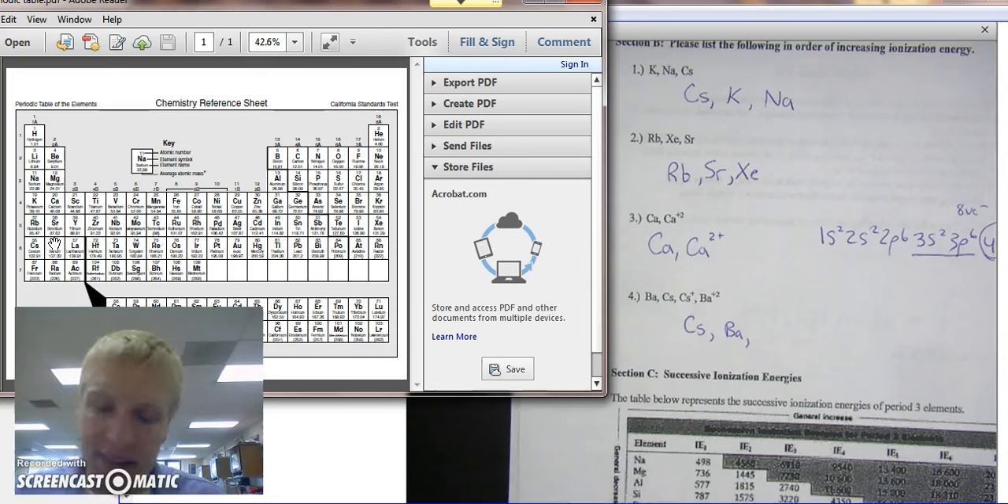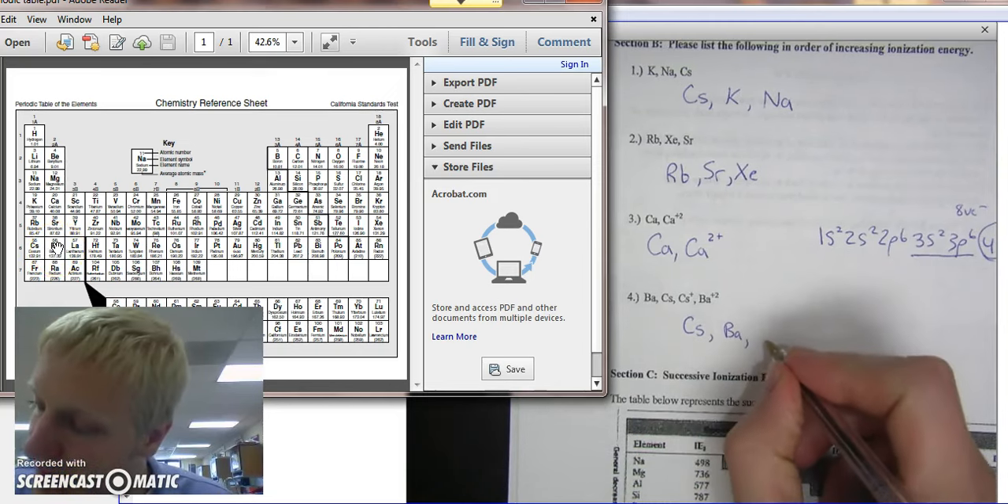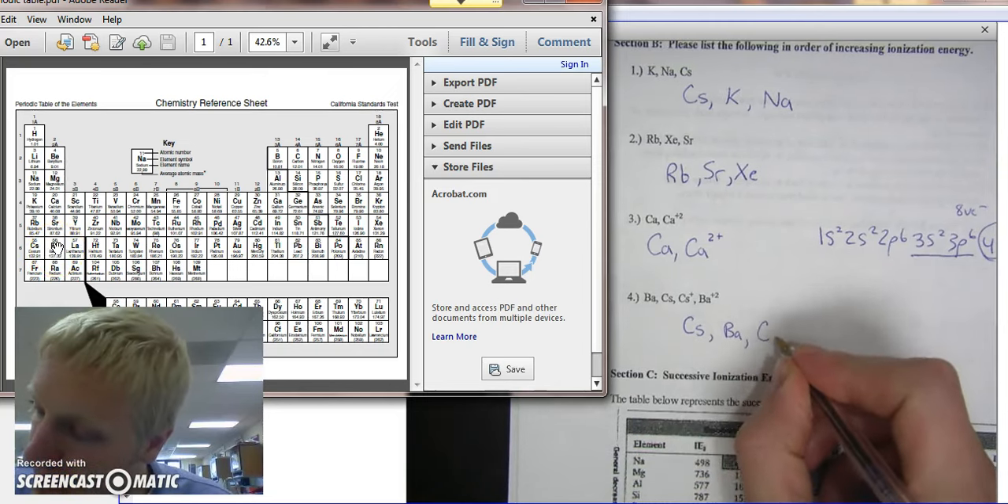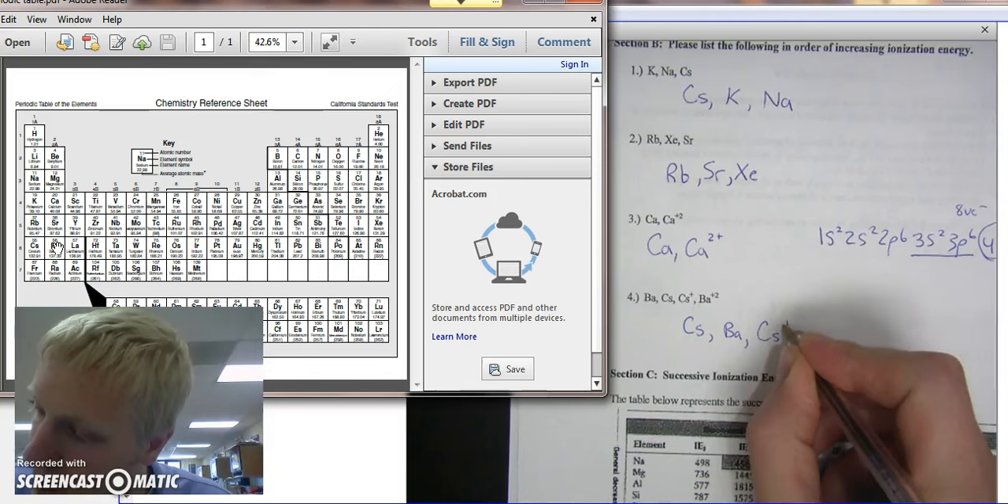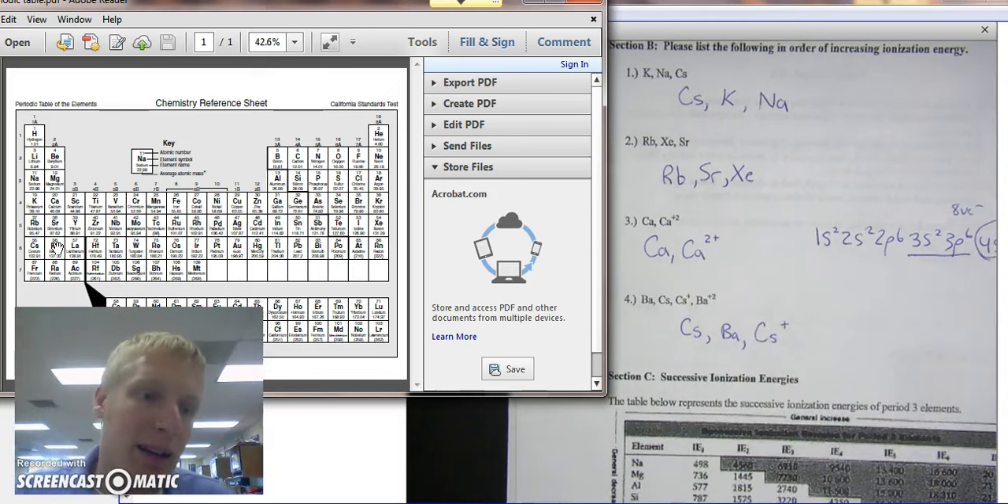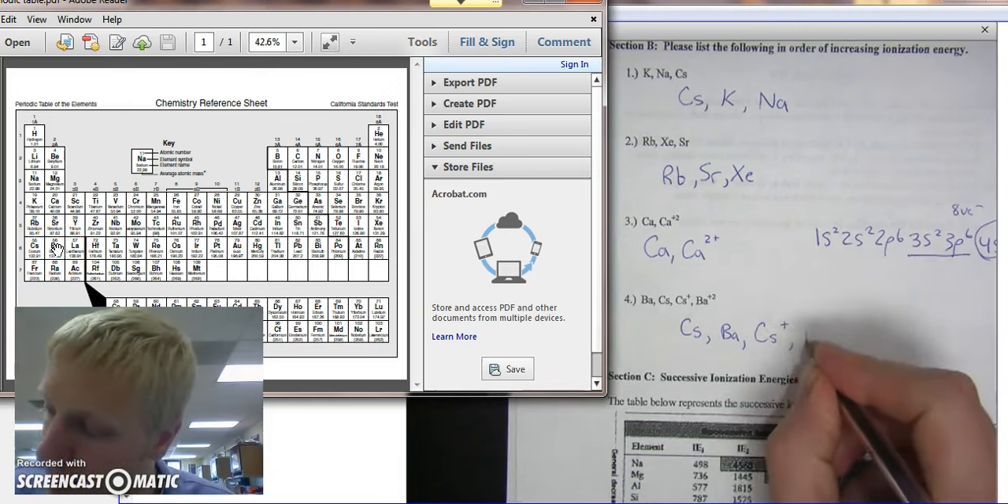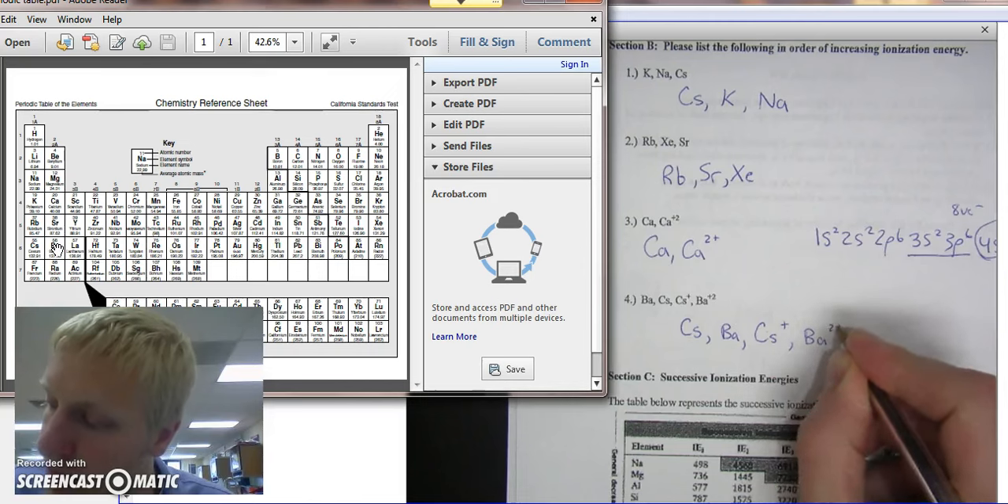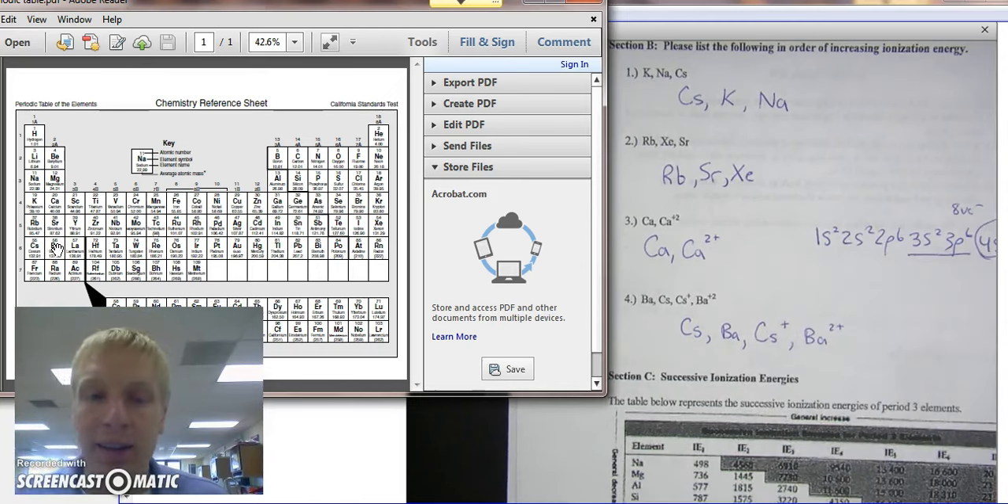And then we have cesium plus and barium 2 plus, which both look like xenon. However, cesium plus is going to be a little bit lower for the same reasons that cesium was a little bit lower than barium. And then barium 2 plus would be the next one. And that is ionization energy trends.